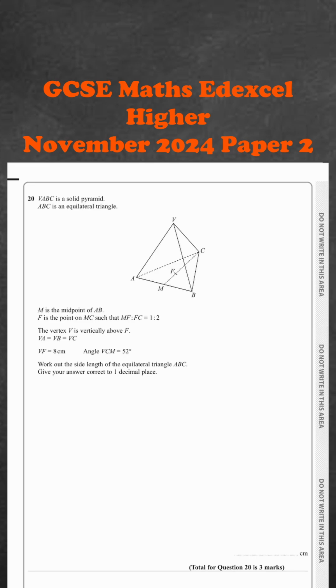Okay. So first things first, we know VF is 8 centimeters. So let's draw a line down to F, and we'll consider this as a right-angled triangle. This is V, this is F, and we will run it through to C. So we have this triangle effectively, and this is our right angle. We know it's 8 centimeters high. We also know that the angle VCM is 52 degrees, and since F is on the line CM, the angle's the same there.